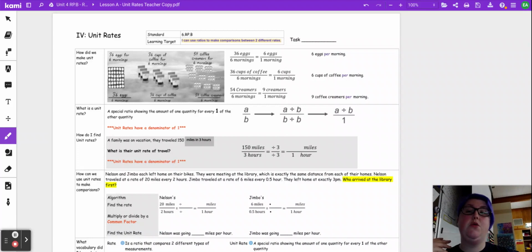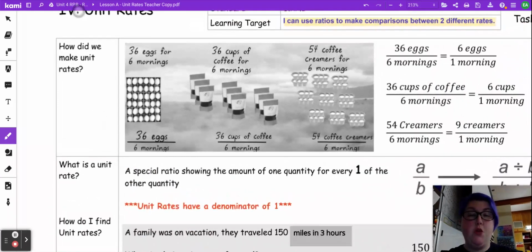Today we are going to use ratios to make a comparison between different rates. So first, let's review what we've already done.